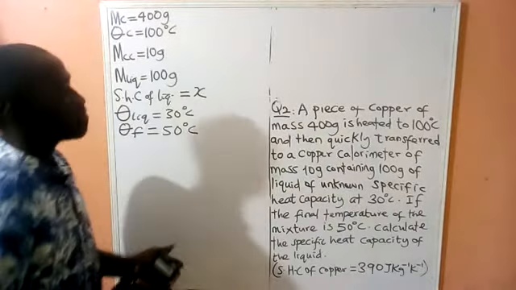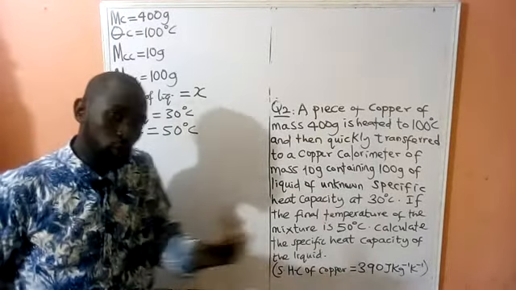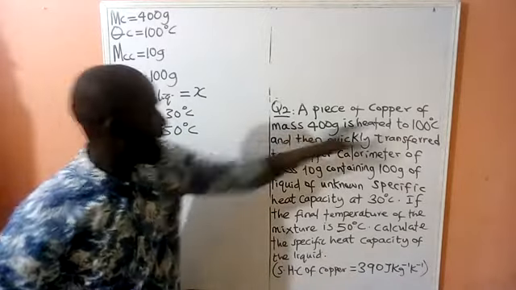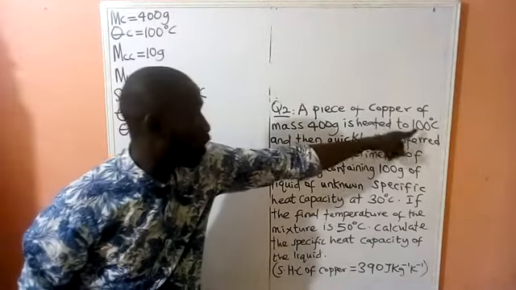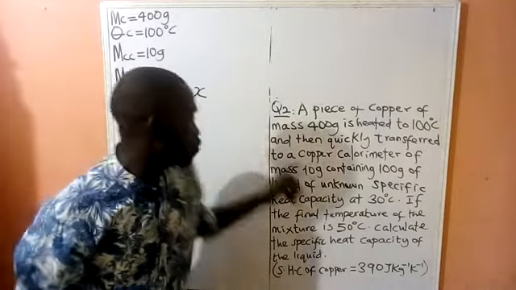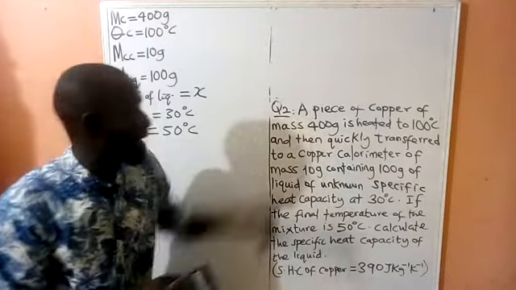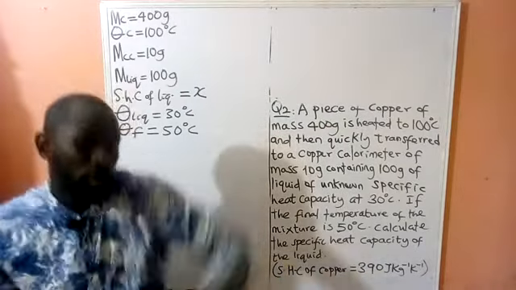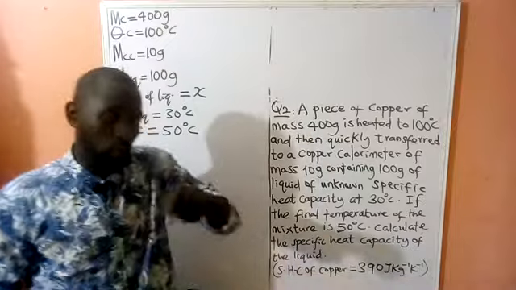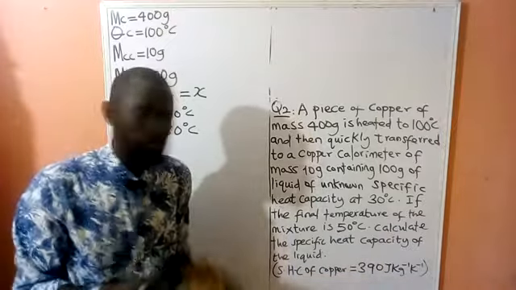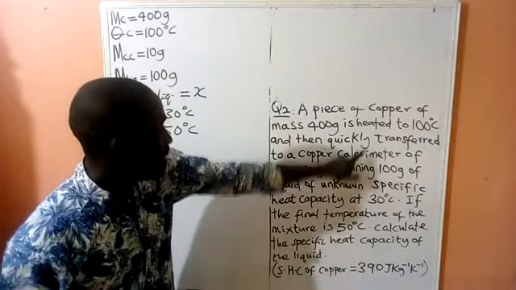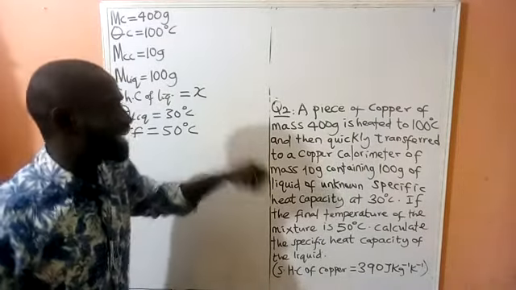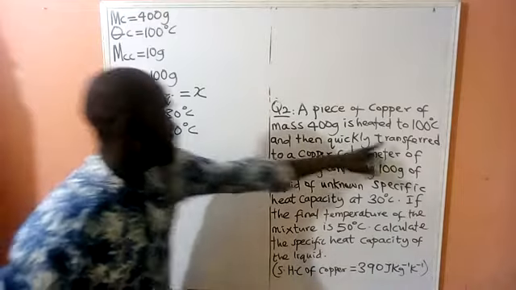Class, look at this. Like I said, a body will be losing heat, and a body will be gaining heat. If you look at this question critically, we have a piece of copper heated to 100 degrees Celsius, and then quickly transferred to a copper calorimeter. So this copper at 100 degrees Celsius is the hot body. We take the hot body and transfer it to a cold body.